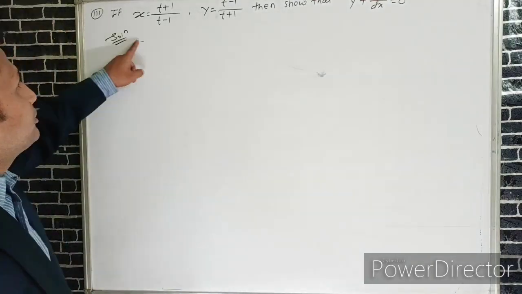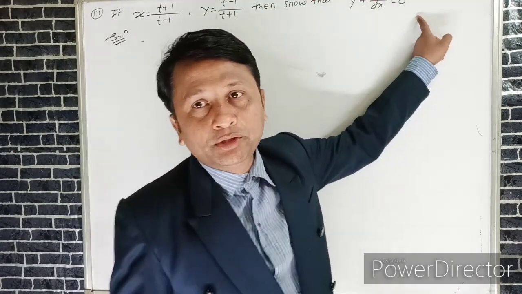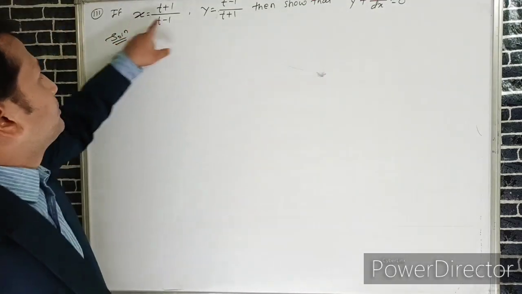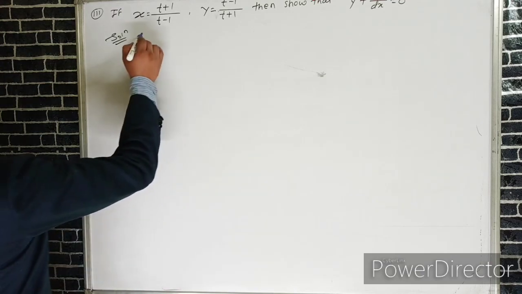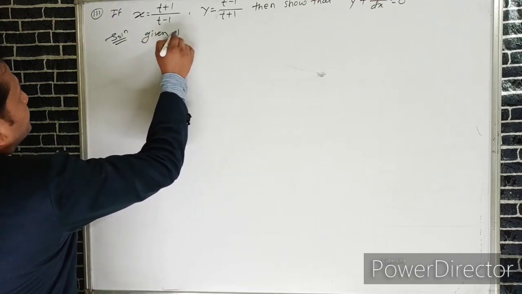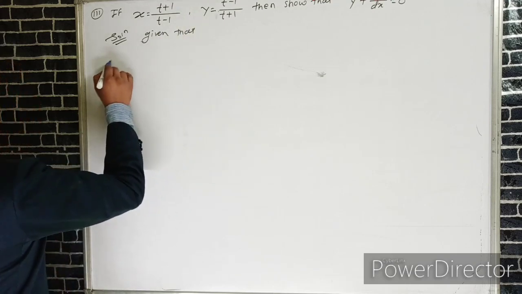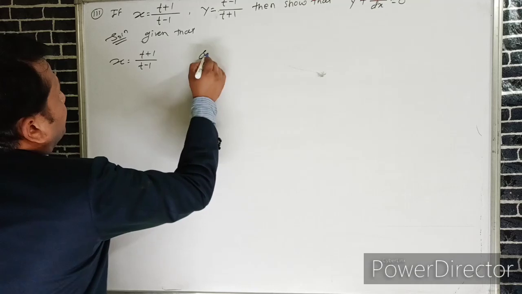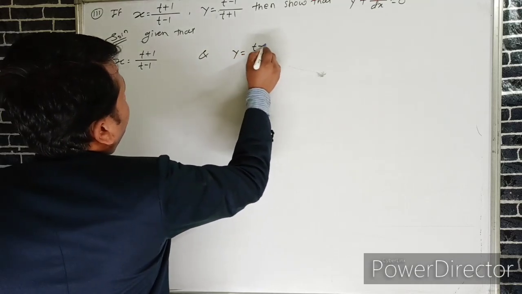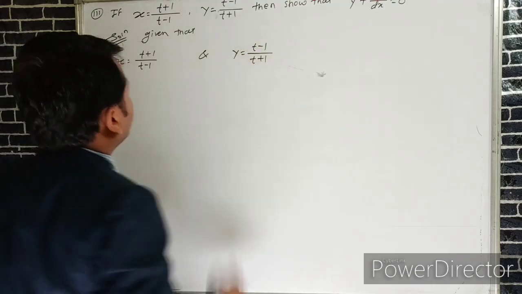Next again here we have to prove that y square plus dy by dx is equal to 0, where x is equal to t plus 1 upon t minus 1, y is equal to t minus 1 upon t plus 1. First we write the given functions: x is equal to t plus 1 upon t minus 1 and y is equal to t minus 1 upon t plus 1.